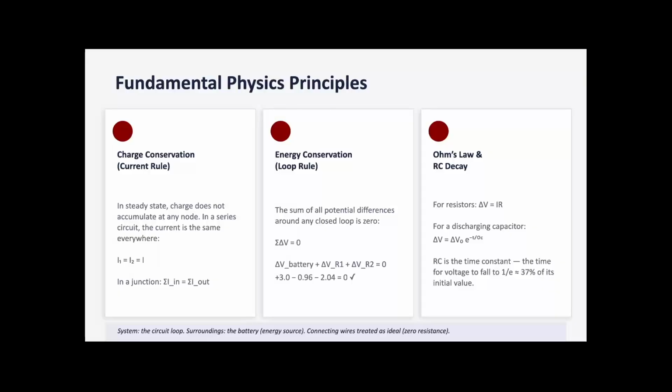And third is Ohm's law and exponential RC decay. For resistors, delta V equals IR. For a discharging capacitor, the voltage decreases exponentially with time as delta V equals delta V naught times e to the negative t over RC. Taking the natural log of both sides turns this into a linear relationship, so a log-linear plot lets us extract the time constant RC directly from the slope.